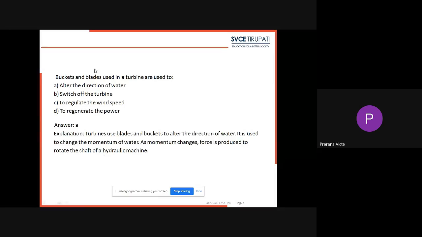The next question: the buckets and blades used in turbines are used to alter the direction of the water. Whether in a Francis turbine, a Kaplan turbine or a Pelton turbine, the buckets and blades are used just to alter the direction of the water. The turbines use blades and buckets to alter the direction of water, and it is used to change the momentum. As momentum changes, force is produced to rotate the shaft of a hydraulic machine.